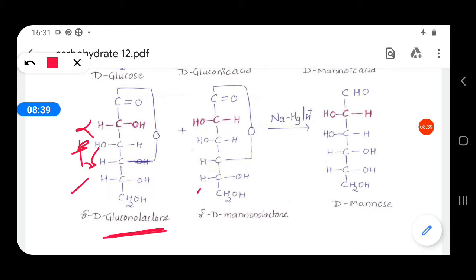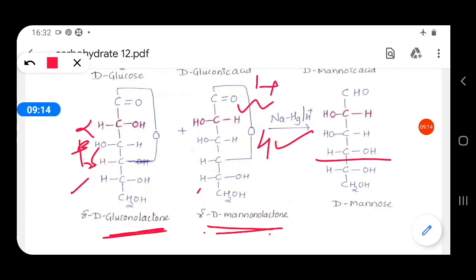So we want mannose. The D-mannoic acid lactones, which are crystalline compounds, can be separated by fractional crystallization and one by one can be used for the reaction. So this gamma D-mannonolactone on reduction. Reduction is with sodium amalgam in presence of dilute HCl.